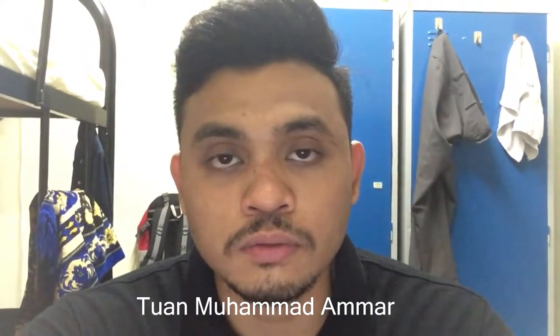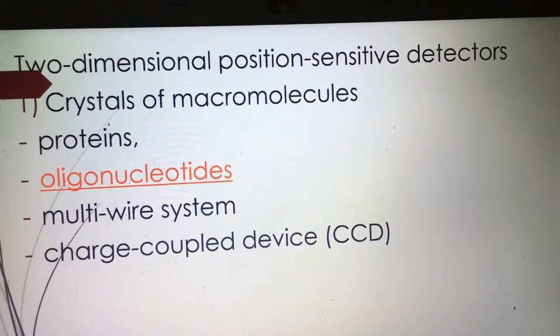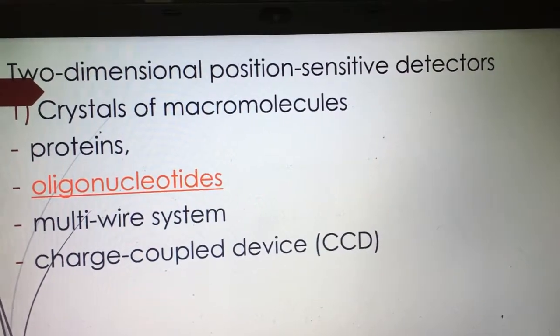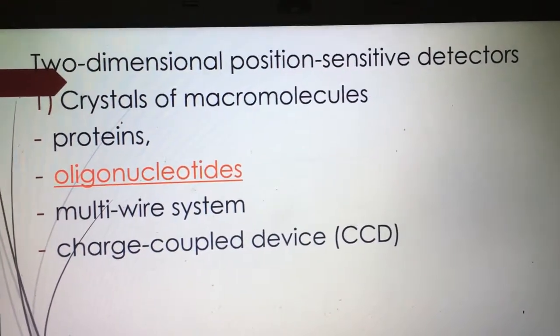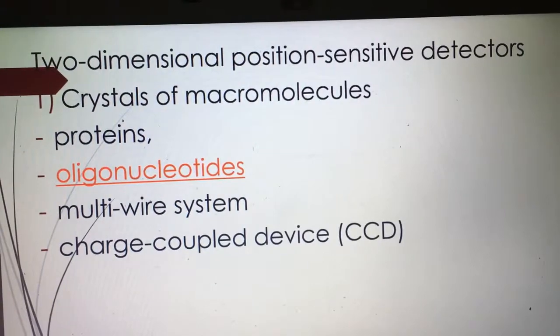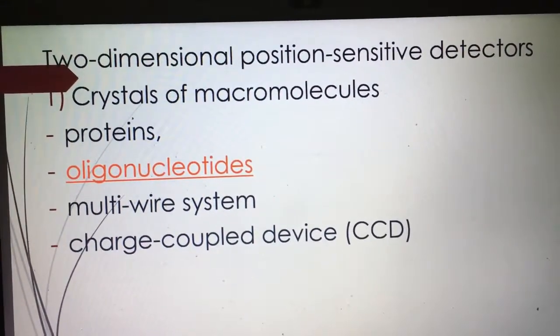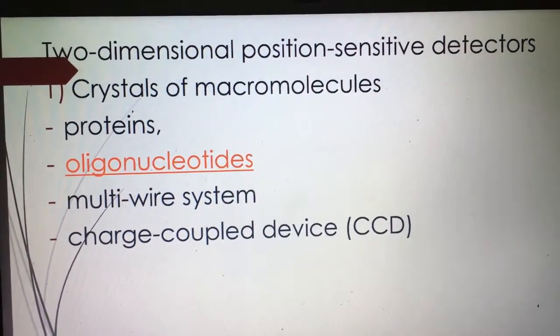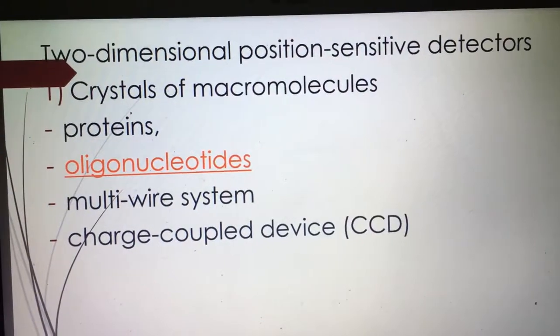Today I want to talk about data analysis of X-ray diffraction. Two-dimensional position sensitive detectors. For many years, two-dimensional position sensitive detectors have been used to collect X-ray diffraction data from crystals of macromolecules such as proteins, oligonucleotides, and multi-wire system, and charge coupled device (CCD).